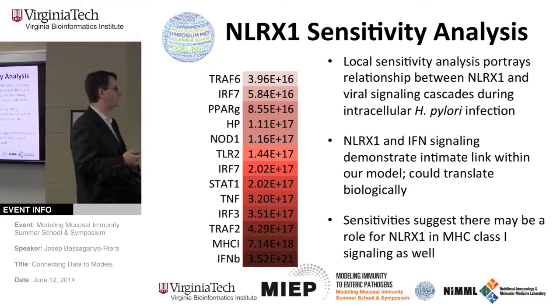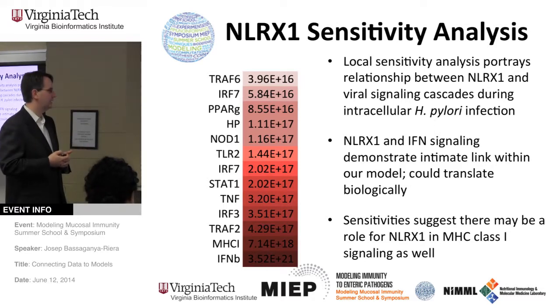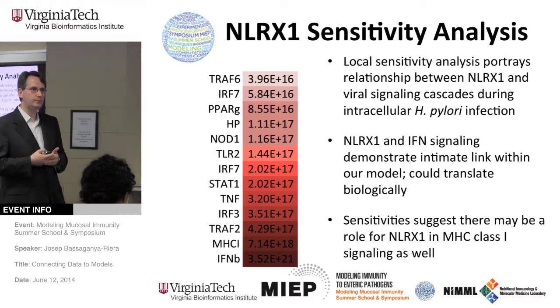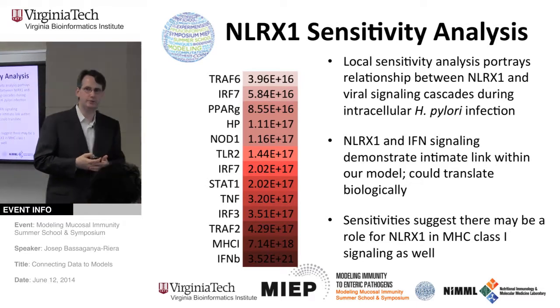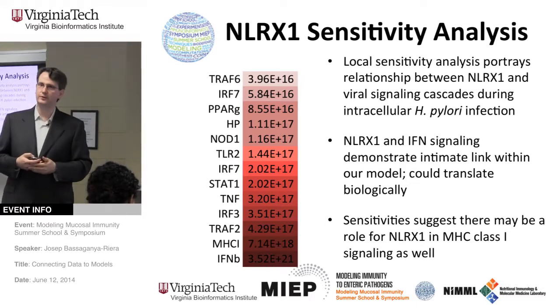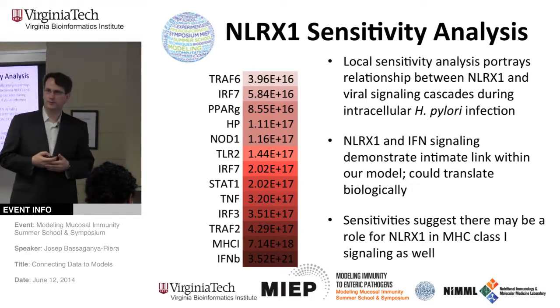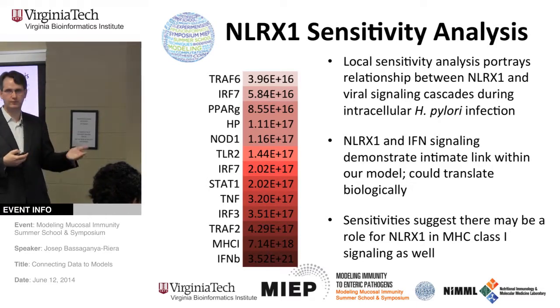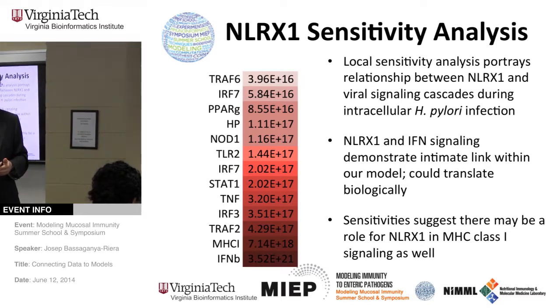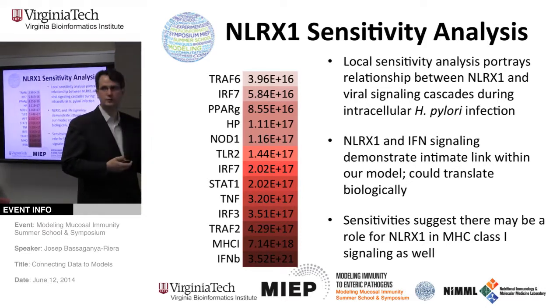We also see NLRX1 and interferon gamma signaling, that there's an intimate relationship within our model. And the sensitivity suggests that there may be a role for NLRX1 in MHC class I signaling as well. So the interpretation of this is that H. pylori has been viewed for decades as an extracellular bacterium. Now we have evidence that H. pylori can be found inside epithelial cells, can be found inside macrophages. And what this is beginning to point at, and it's a work in progress in its further development, is the potential for H. pylori to present not only through an MHC class II related mechanism, and all the CD4 work that we've done would allude to that CD4 related response, which would have been presented through MHC class II, but also through an MHC class I related mechanism.